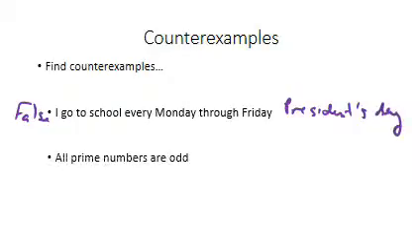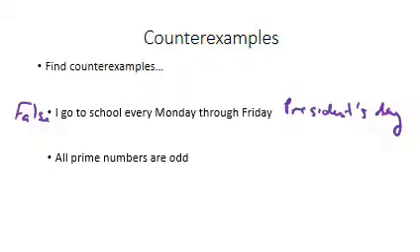Let's see. All prime numbers are odd. So this conjecture, first of all, you have to know what prime numbers are, and you have to know what it means for a number to be odd. Prime numbers are numbers, integers, greater than 1, whose only factors are 1 and itself. Odd numbers are numbers that, if you divide by 2, you get a remainder. So numbers like 1, 3, 5, 7, 9. And prime numbers are numbers that only have 1 and itself as factors.